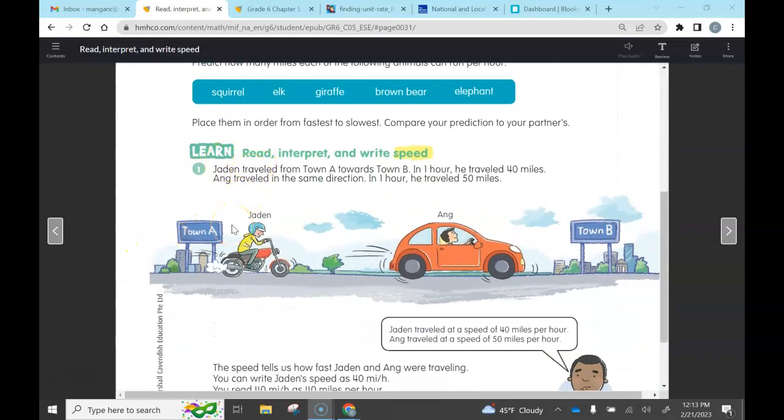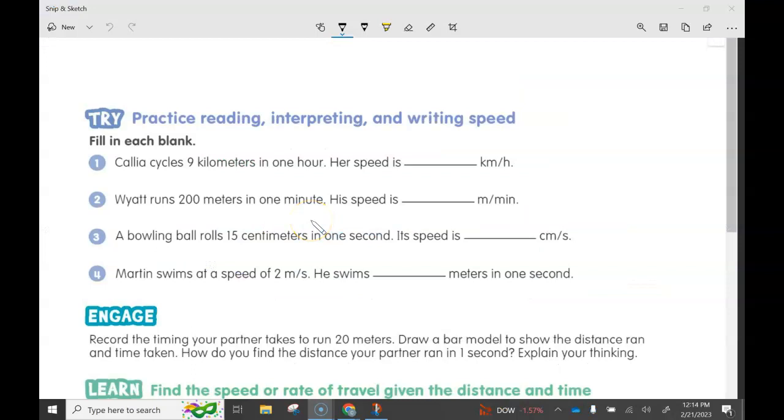So we're going to read, interpret, and write speed. We're going to be given a scenario and we've got to figure out what it's actually saying. I want you to turn your books to page 262, and we're going to look at the Try section here, and we're going to look at a couple of these. So we can see that Kalia cycles 9 kilometers in 1 hour. Figuring out her speed, it is 9 kilometers per hour. So this is very basic, not too difficult. Don't make it any more difficult than what it is. This is just making sure you understand how to read the types of speeds and what it's talking about.